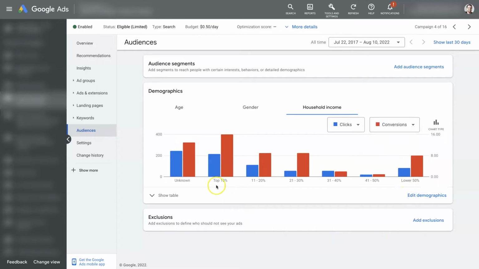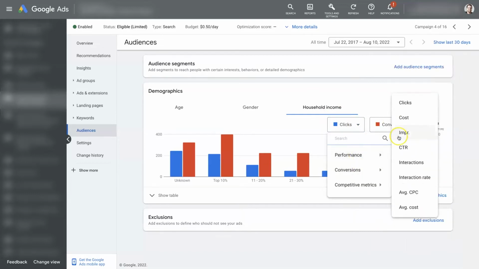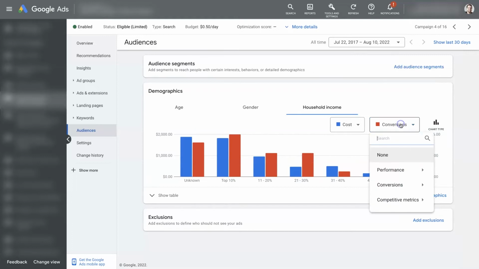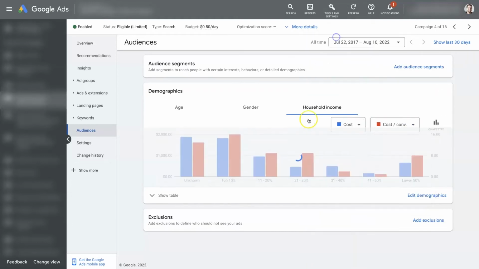So we're seeing some distribution here of the conversions, but just looking at the clicks and conversions isn't necessarily going to help us determine which of these is getting the best results. So for that, what I like to do is kind of adjust these a little bit. So I'll do something like cost versus cost per conversion.